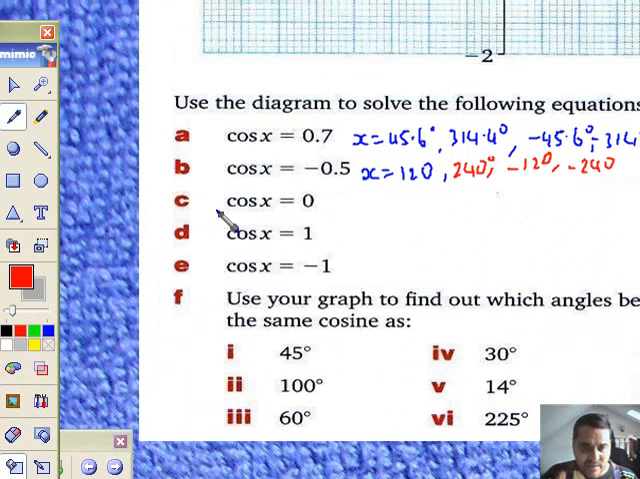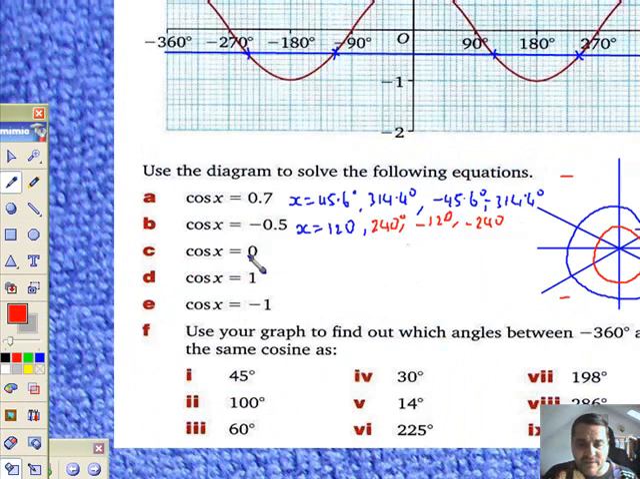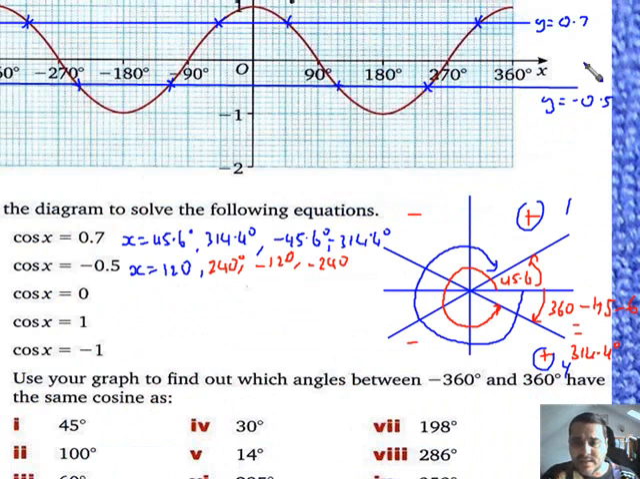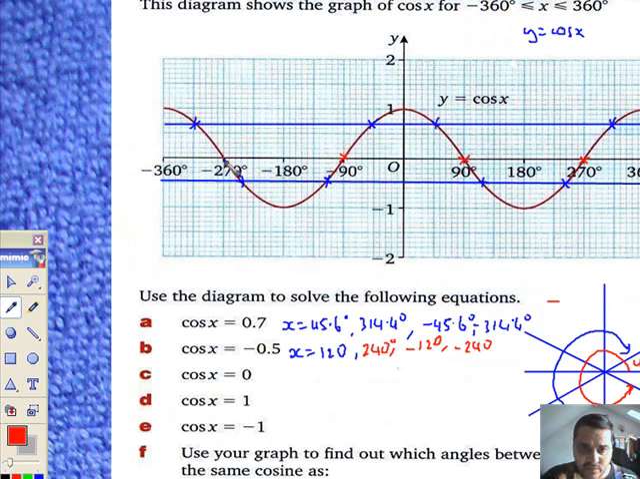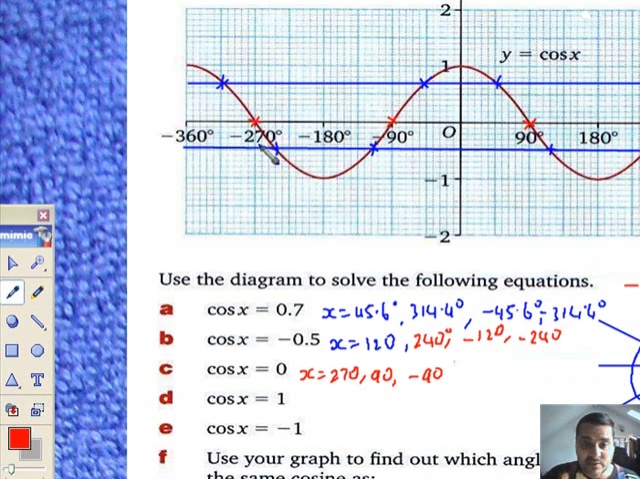Next one's dead easy. Solutions: cosine of x equals 0. Well, that's the line y equals 0, in other words, the x-axis. I can happily write that in. 4 solutions there: 1, 2, 3, 4. Just read them straight off from positive to negative. Well, 270 degrees, isn't it? That one is exactly 90 degrees. This one is minus 90, just maintaining the symmetry. And this one, minus 270 degrees.